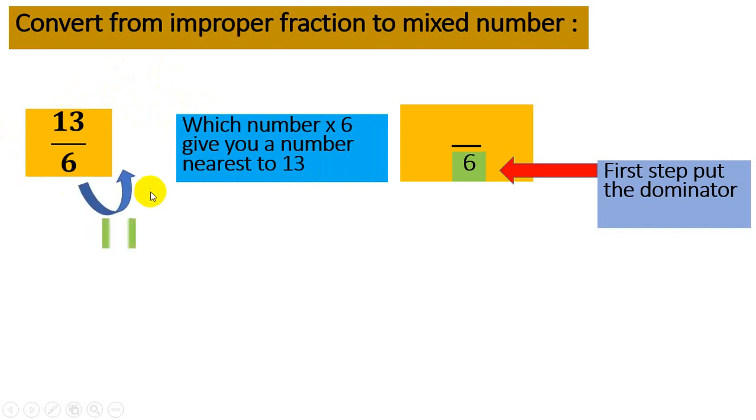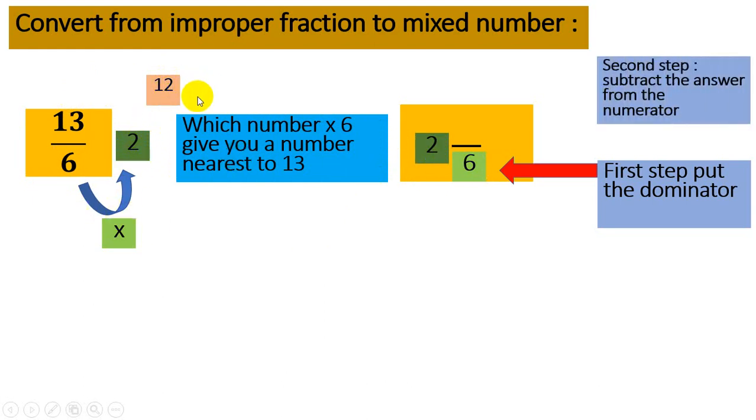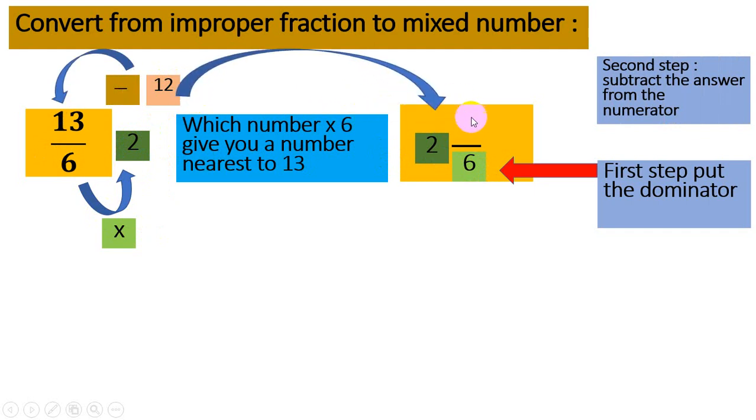Then 6 times 2 give you 12. I write 6 times 2. Then I write 2 here. 6 times 2 give you 12. Subtract 12 from 13. Give you 1. I write 1 here in the numerator place.